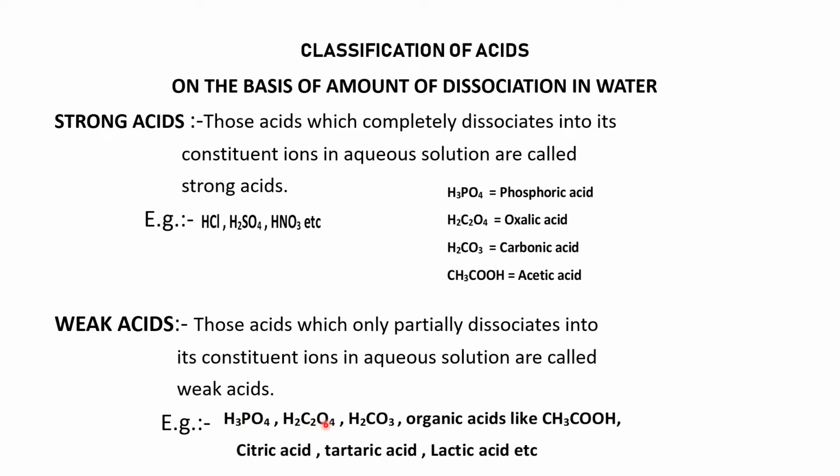Here you see another acid, oxalic acid. We have another weak acid, carbonic acid. Organic acids like acetic acid, citric acid, tartaric acid, lactic acid, etc. are weak acids which are very often found in our day-to-day life. For your reference, I have given the names: H3PO4 is phosphoric acid, H2C2O4 is oxalic acid, H2CO3 is carbonic acid, and CH3COOH is acetic acid. The rest of the acids, their names are already given. Regarding the chemical formulas, you will read about these acids in the higher classes.